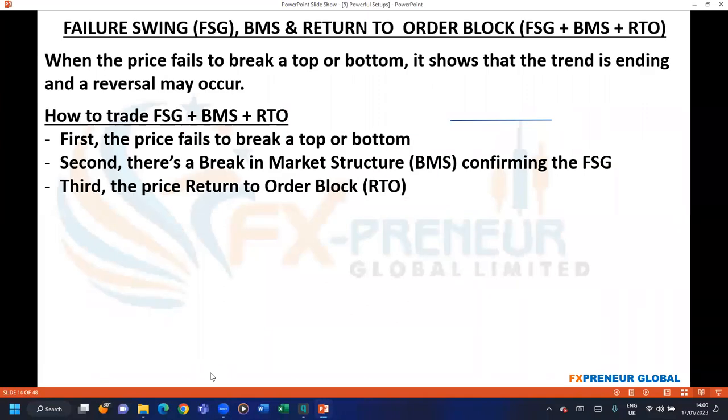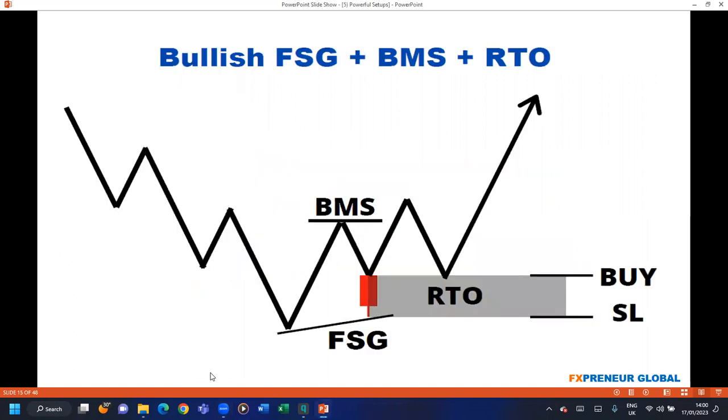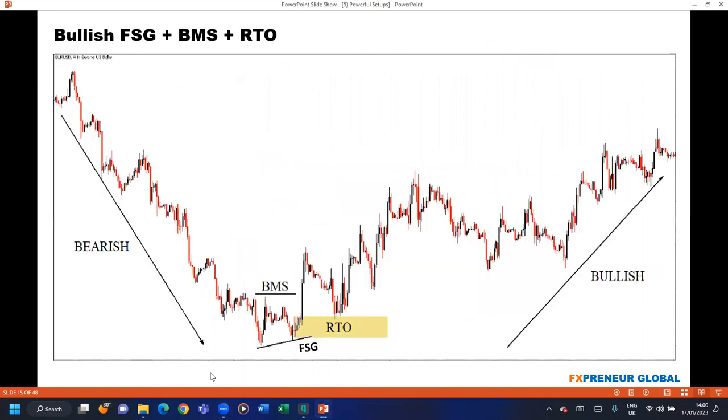Here we have another setup to look at. Now this setup here will be for failure swing, break of market structure, and return to the other block. We already know what failure swing is. Failure swing is basically when price fails to take out the previous high or previous low, which simply shows a sign of weakness and a reversal in the opposite direction. All right, so let's look at the chart setup to show us that.